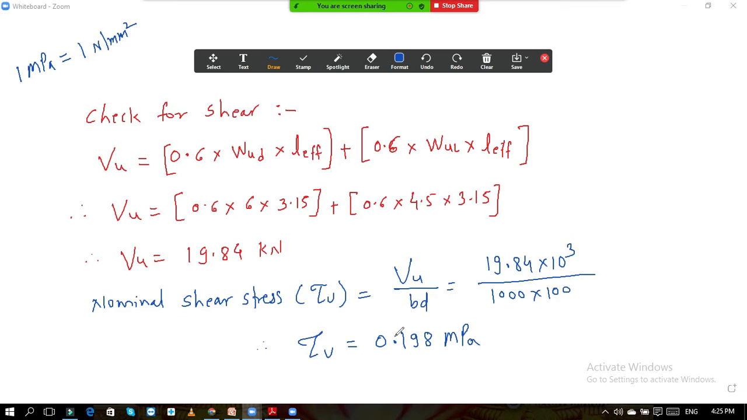Okay. So now we need to calculate the permissible shear stress. This is the generated shear stress in the one-way slab. Now we want to calculate the permissible shear stress, the allowed shear stress, by IS code. And to calculate it, we require the percentage of steel at the support.